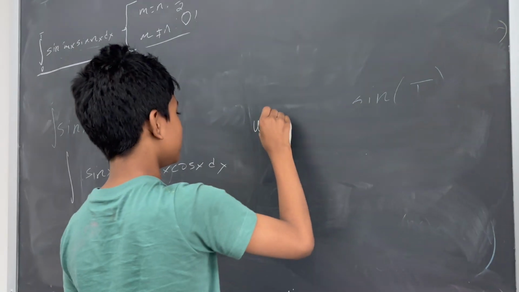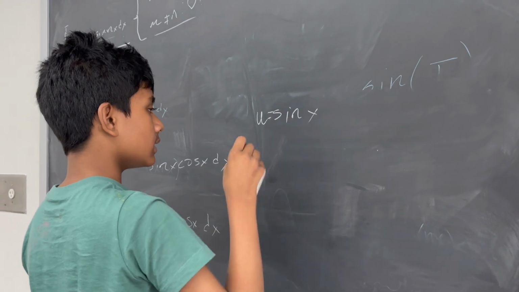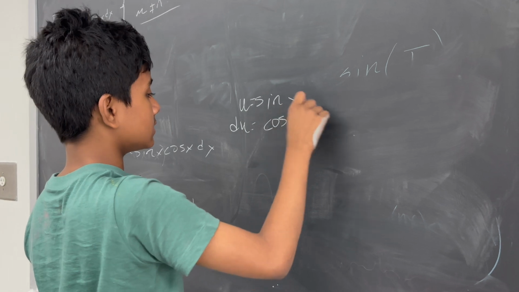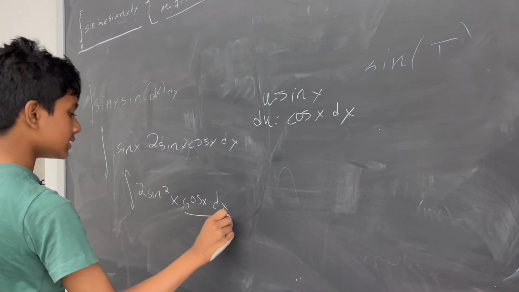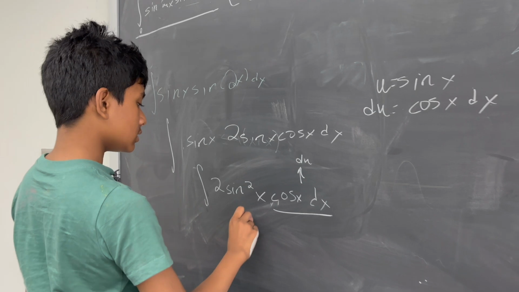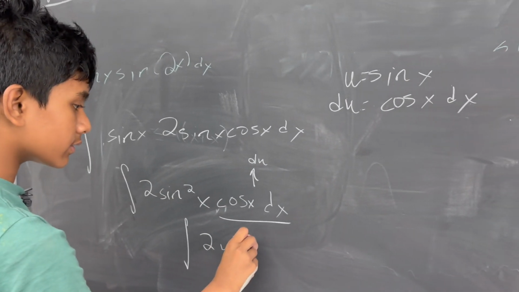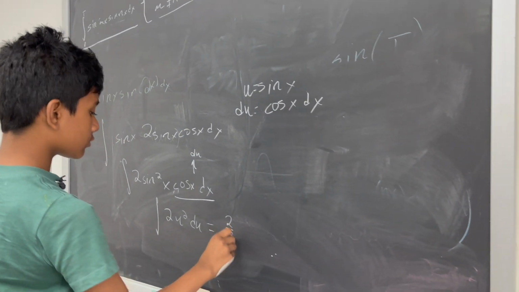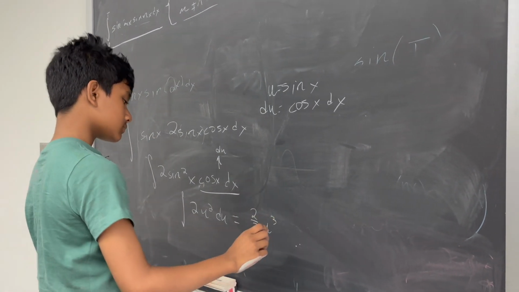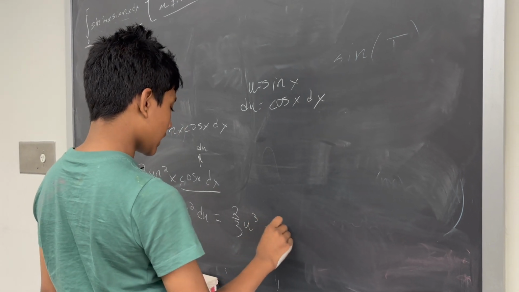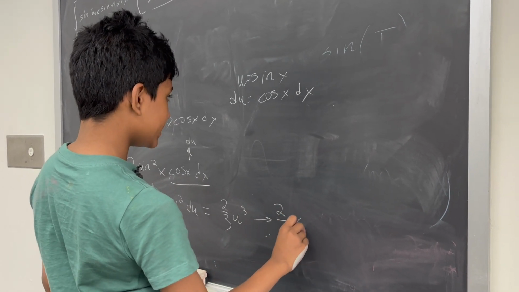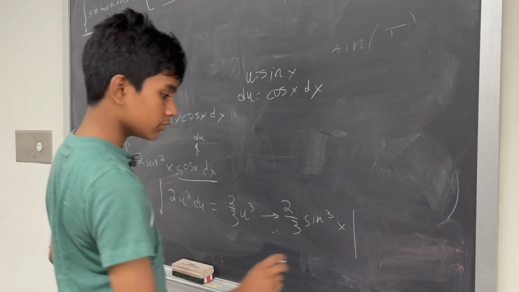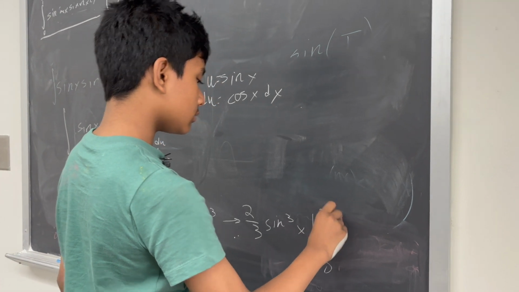So let u be sine x. Then du is equal to cos x dx. Great. So this is just equal to du. So we have 2u squared du, which is just going to be equal to 2 over 3 u cubed. So what's that going to be? 2 over 3 sine cubed x. From what to what? From 0 to 2 pi. But here's the thing.